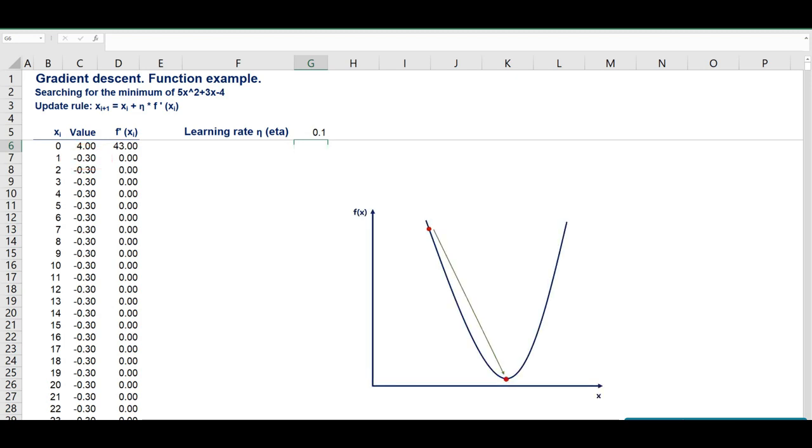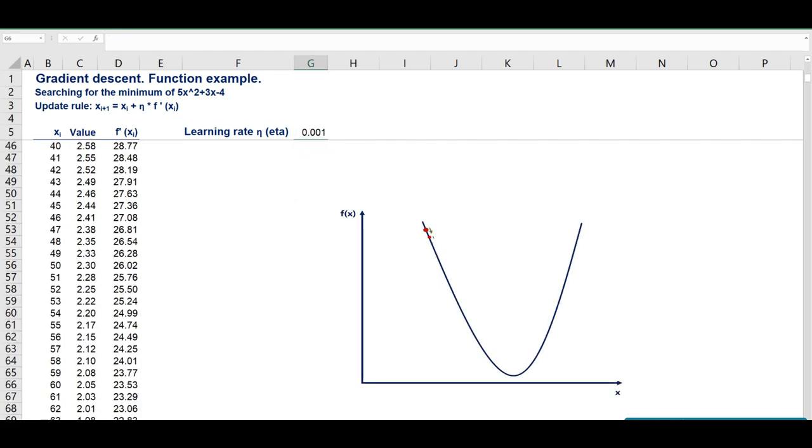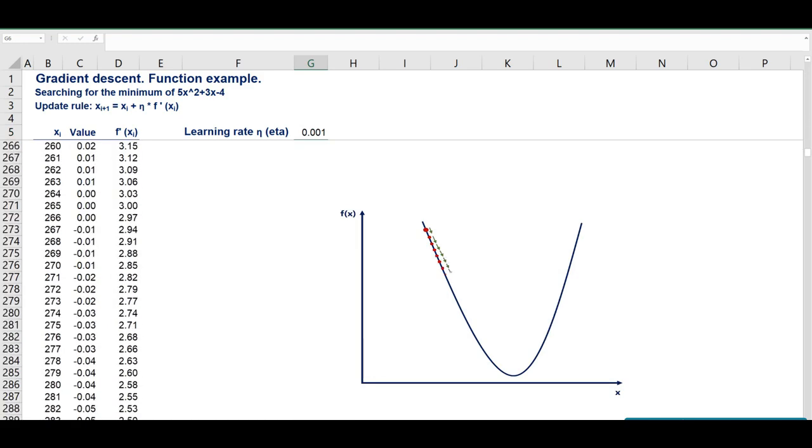Now, knowing the minimum is minus 0.3, let's see an eta of 0.001. This step is so small that we need approximately 900 iterations before we reach the desired value. We descend to the same extremum but in a much slower manner.